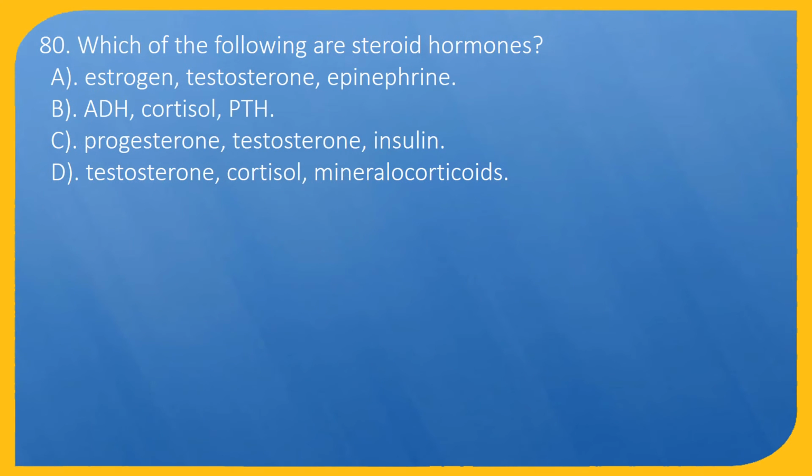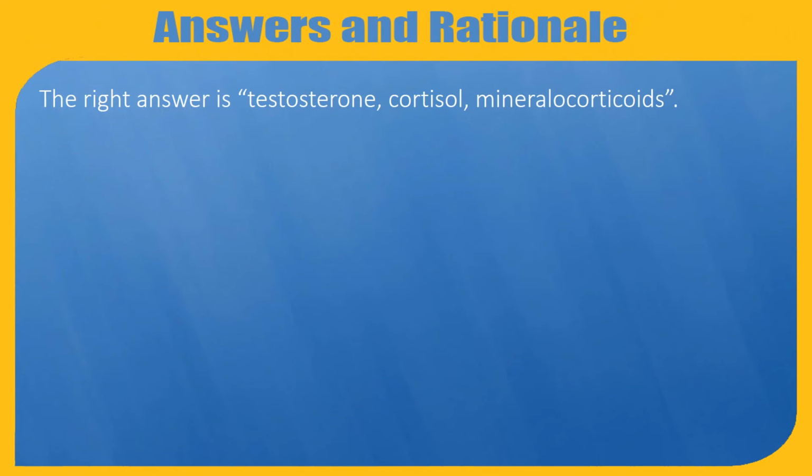Question 80. Which of the following are steroid hormones? A. Estrogen, testosterone, epinephrine. B. ADH, cortisol, PTH. C. Progesterone, testosterone, insulin. D. Testosterone, cortisol, mineralocorticoids. The right answer is testosterone, cortisol, mineralocorticoids.